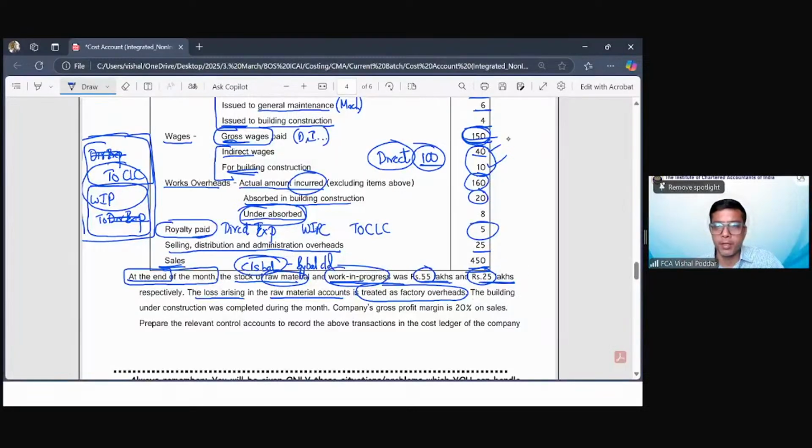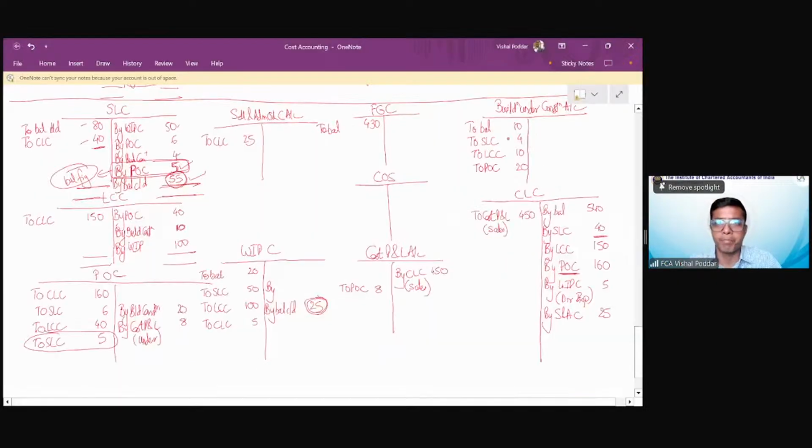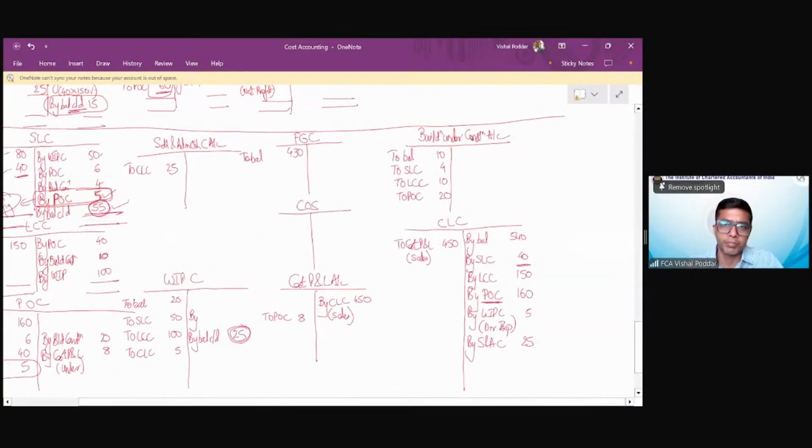Then the building under construction was completed. Again, an interesting point. Now, what is so big in this if the building is completed? Yes, it was under construction. One day it would complete. But then interestingly, we need to do some posting of this. What is that posting? Let us understand. So my building under construction, till the time it was under construction, I had a separate account. Now, once the building is completed, it has to transfer to the building account. And where is my building account? My building account is this.